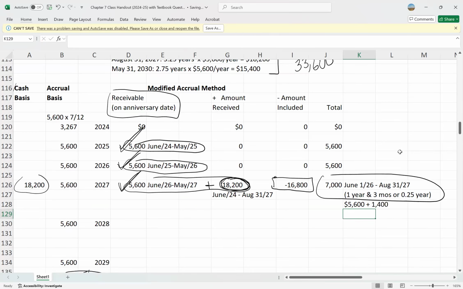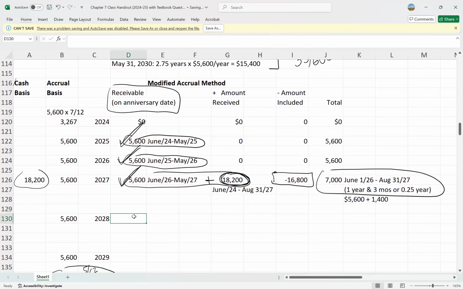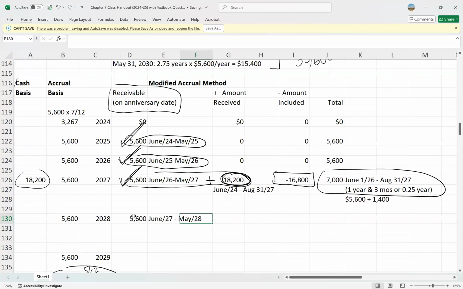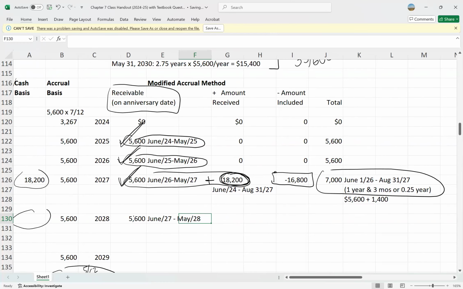Now let's move to 2028. 2028, the first column, how much has accrued from the last anniversary date? Well, another 5,600. So this would be from June 2026 to June 2027 to May 2028. Did we receive anything this year? No, under cash basis, nothing was received, so 0 in this column.